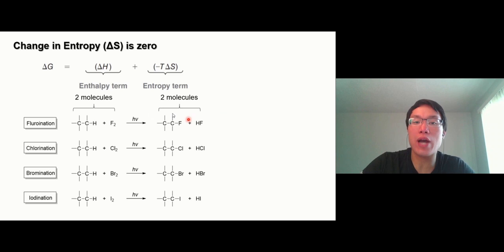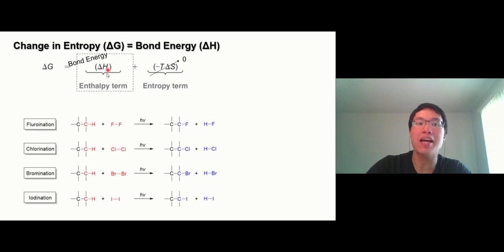But this one, you start with two and end with two, so the entropy doesn't change. Delta S is zero. The whole term is zero. We don't talk about it today, so just forget about entropy. Which means that whether or not the halogenation will occur depends on this term, which is the bond energy, the energy of bond breaking or bond forming in the reaction. If the enthalpy term is negative, the delta G is negative. If the enthalpy term is positive, the delta G will be positive, and that's non-spontaneous. We want this to be spontaneous, negative. We're going to take a look at the enthalpy term of each reaction here.